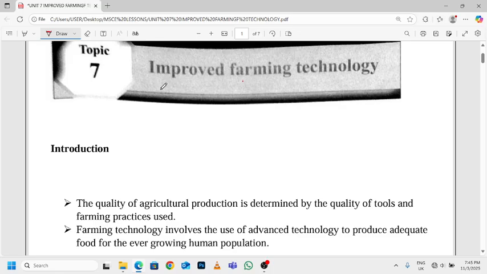Welcome to today's lesson, and today we are on topic 7, that's improved farming technology. Improved farming technology.